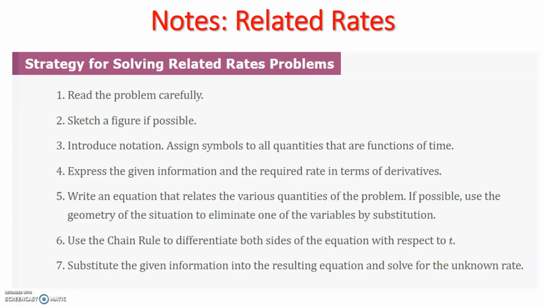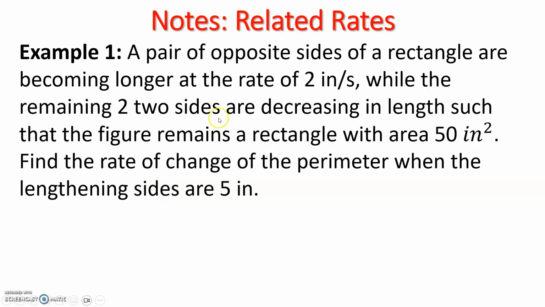Let's take a look at how this works. Example 1. A pair of opposite sides of a rectangle are becoming longer at the rate of 2 inches per second, while the remaining two sides are decreasing in length such that the figure remains a rectangle with area 50 square inches. Find the rate of change of the perimeter when the lengthening sides are 5 inches.